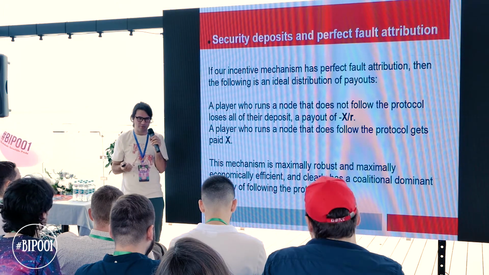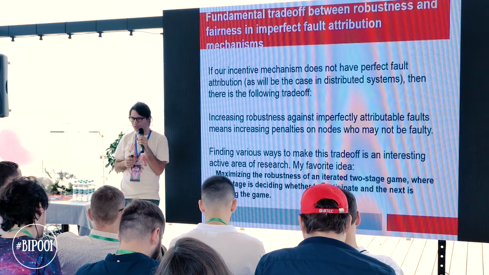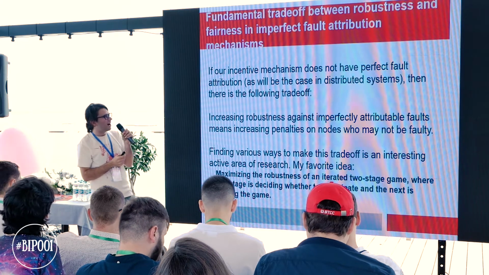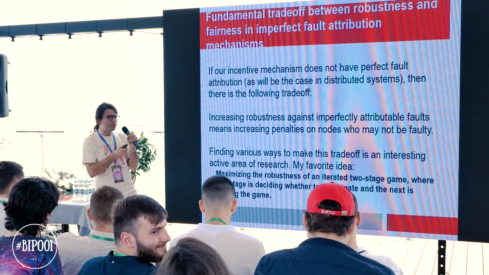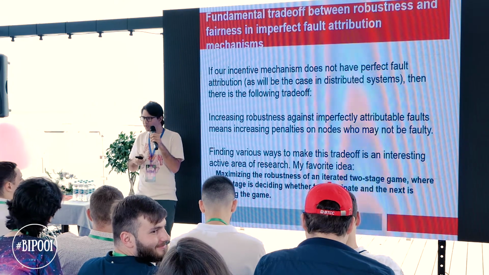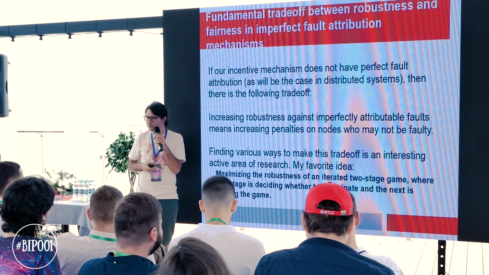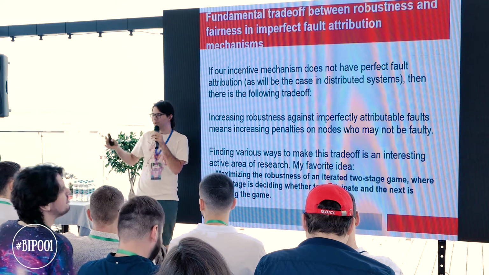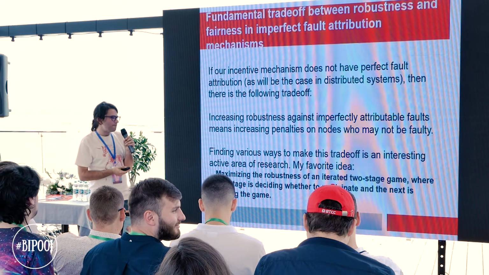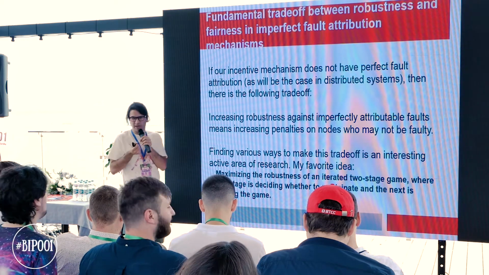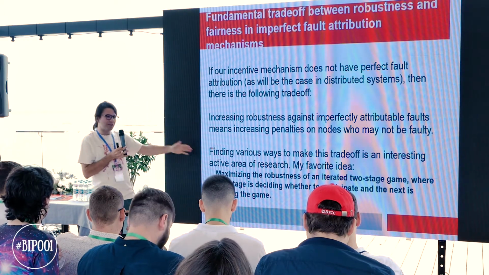Of course, I just said that there are fundamental limits to fault attribution, so we're not going to have perfect fault attribution. And instead, there's going to be a trade-off between increasing robustness and fairness, because if you penalize people more for faults they may not have committed, that's more unfair, but it does penalize the people who did commit those faults more, and that makes it more robust. And so there's a trade-off that we have to make, and there's a debate about how.